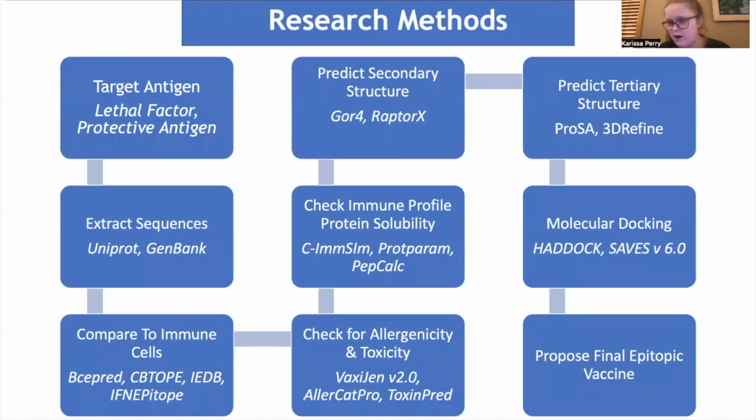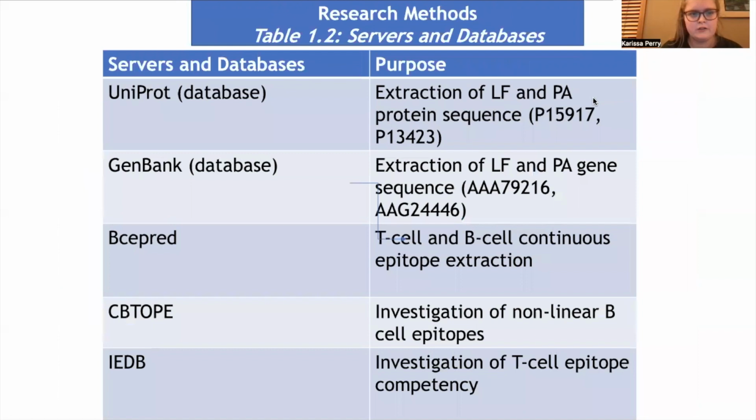Now, this is a flowchart of the different servers and databases that these researchers used. I will be highlighting these later on, but the basic flow consists of target antigen, extract sequences, compare to immune cells, check for allergenicity and toxicity, check immune profile and protein solubility, predict secondary structure, predict tertiary structure, move to molecular docking, and then propose the final epitopic vaccine. So these are the different servers and databases used.